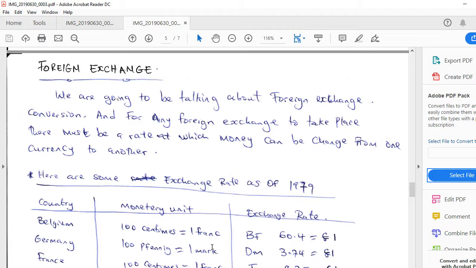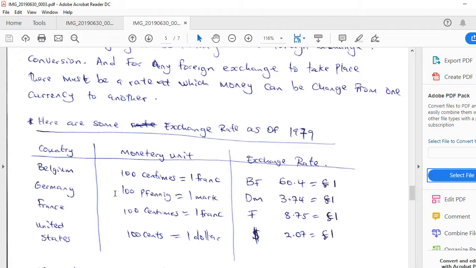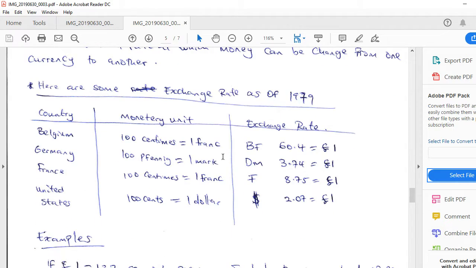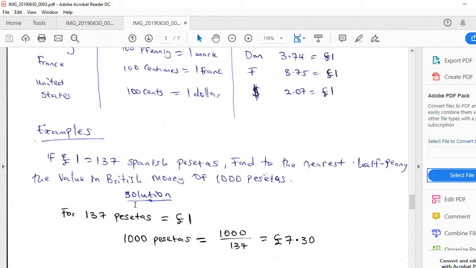The table you're seeing here is the table of the exchange rate as of 1979. That's a long time ago. By this time I was not born yet. These are the exchange rates. Here we can see that 60.4 BF is equal to £1, and also 8.75 francs was equal to £1. So these are basic exchange rates for these four different countries. We're going to be applying them in the examples that are coming up shortly.